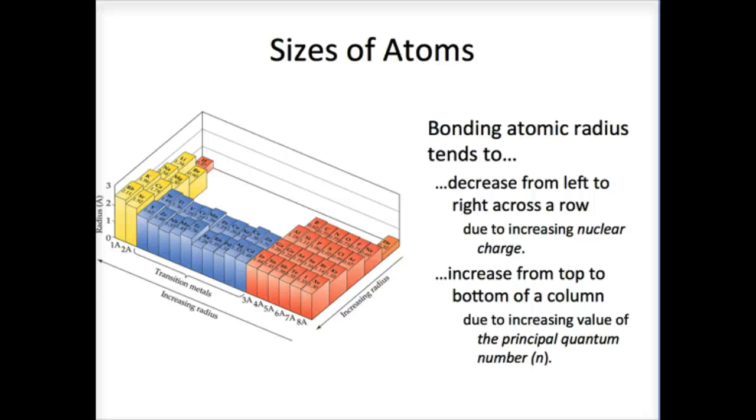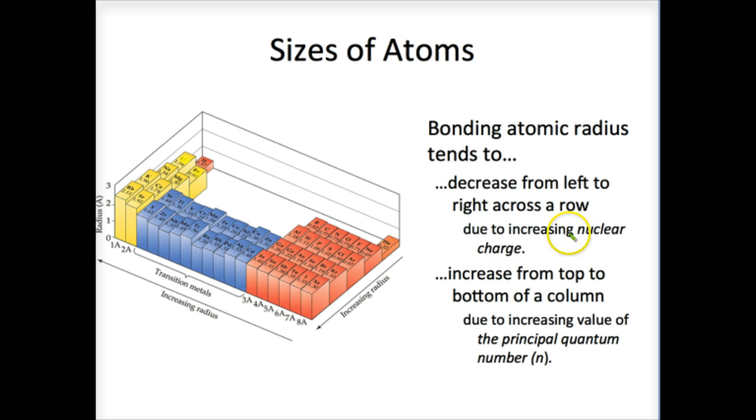So if you look at this 3D chart, they've created this model to demonstrate how the atom size is changing. So typically speaking, we see it decreasing from left to right. That means lithium is bigger than beryllium, which is bigger than boron, until we get all the way here to fluorine. And so we see a decreasing atomic size from left to right across the row.